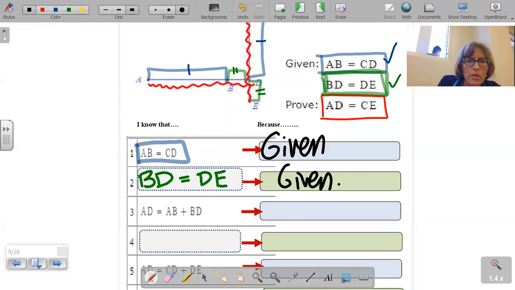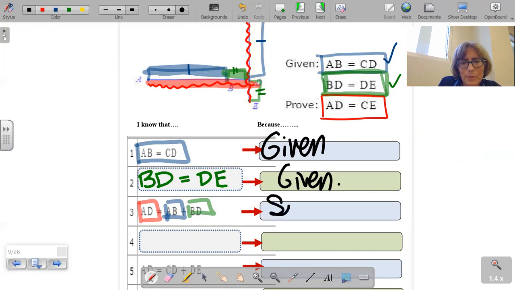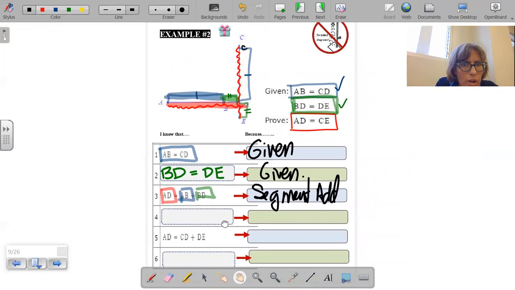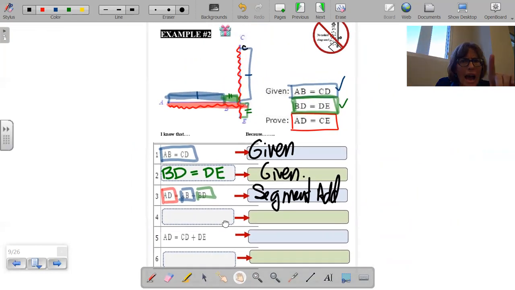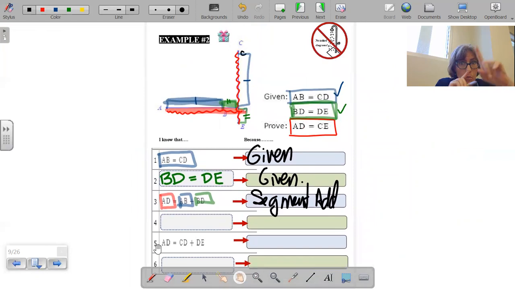Okay, let's see what's here on the left. AD, physically trace it, always trace everything out, equals AB, trace it, plus BD, trace it. What's going on there? That is called segment addition. Okay, now this is where it gets a little weird. You're like, how do I know what to do next? Let's look here at what step 5 is, and we're going to backtrack.